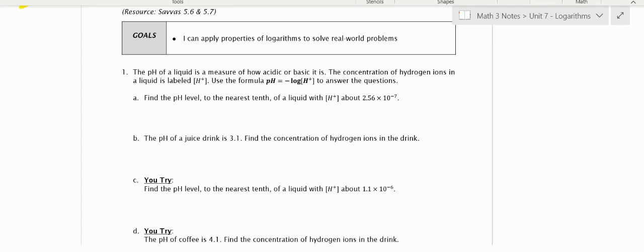is. The concentration of hydrogen ions in liquid is labeled as H+. And we have a formula that's given for pH, right? So pH levels, you see a little bit in chemistry. A pH scale goes from 1 to 14, where 7 is neutral, less than 7 is considered acidic, and greater than 7 is considered basic.